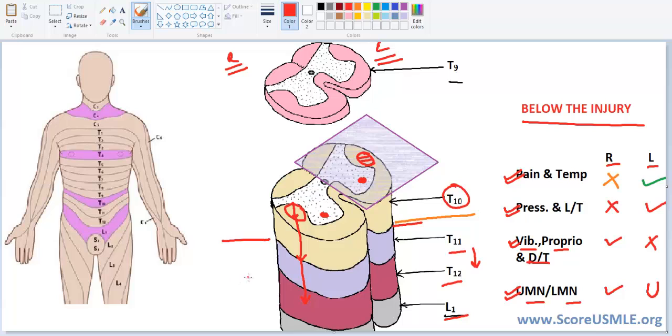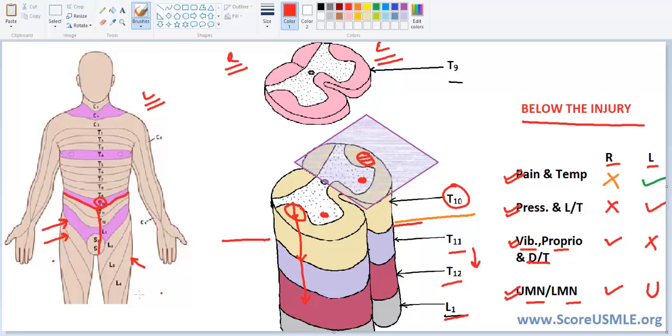So to summarize all of these findings on this patient, I would say let's first identify the level of the lesion, that is T10, the umbilical level, and we will be summarizing all the effects below the level of lesion. So this patient has lost pain and temperature sensations on the contralateral side of the injury. Remember, the injury to the spinal cord was on the left side, so he has lost the pain and temperature sensations on the right side. Also, he has lost the light touch and pressure sensations on the right side. But what about the vibration, proprioception, and discriminative touch? That is fine on the right side, but has been lost on the left side.